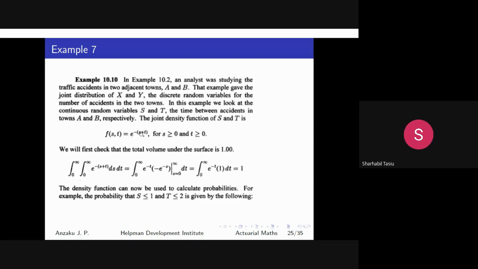Exactly. So we have the PDF as e to the power of minus (s plus t), and then s is greater than or equal to 0 because no event can happen in no time. Every event must happen in a particular time. So that is why s is greater than or equal to 0 and t is greater than or equal to 0. So we will first check that the total volume under the surface is 1.